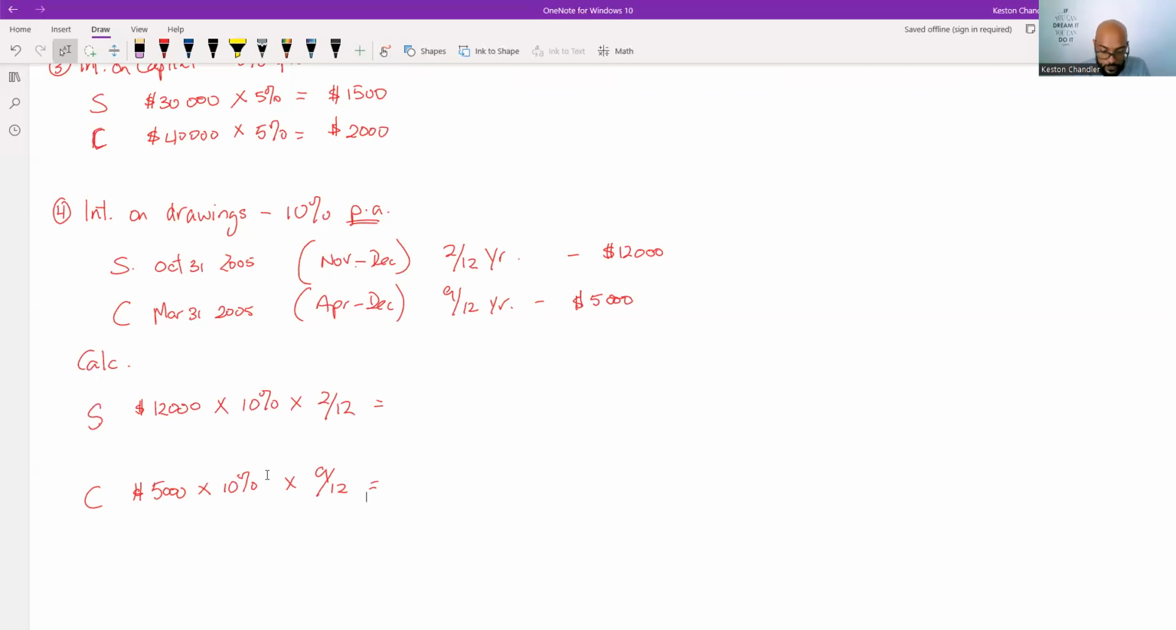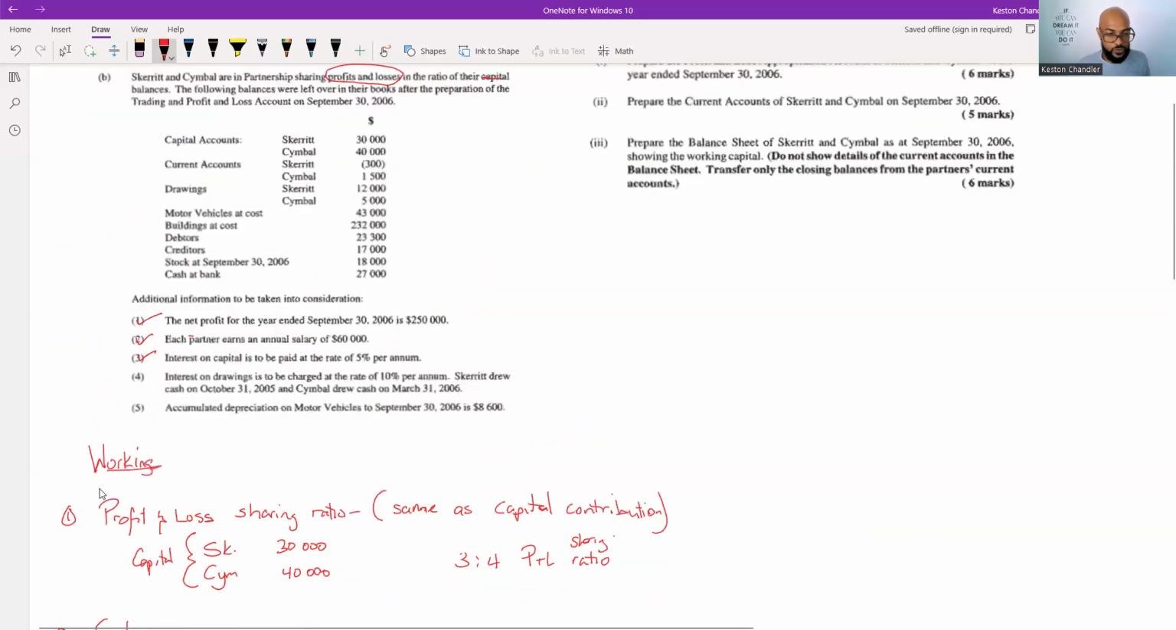Calculate. So here, 12,000 by 0.1 multiplied by 2 and divided by 12 gives $200. Right, and then 5,000 by 0.1 multiplied by 9 divided by 12 gives 375. Yeah, you got those figures? And that's our interest on drawings.